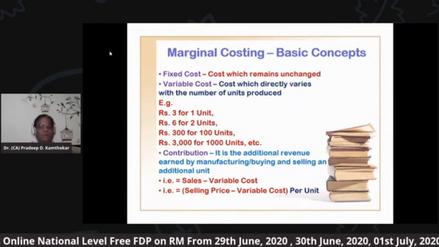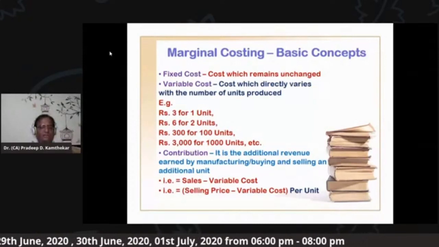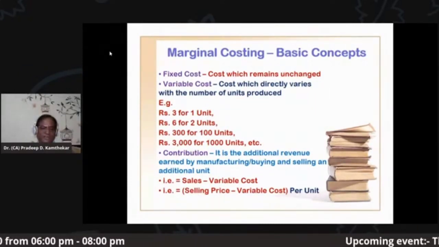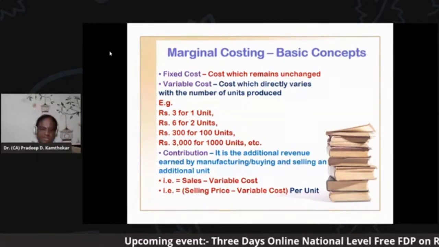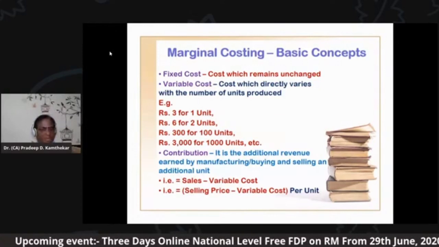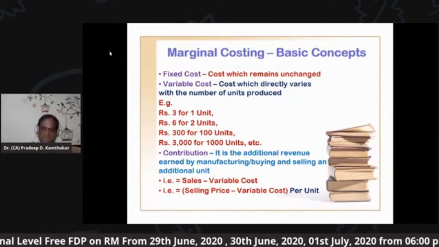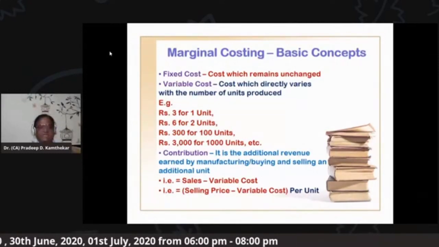So these are three important amounts which we have to understand: fixed cost, which doesn't change up to the full capacity or for a given period of time; variable cost, which always directly changes with the number of units manufactured or produced. It could be material, it could be labor, it could be any other direct variable cost also. And then contribution, this is nothing but the difference between selling price and variable cost. It is S minus V.